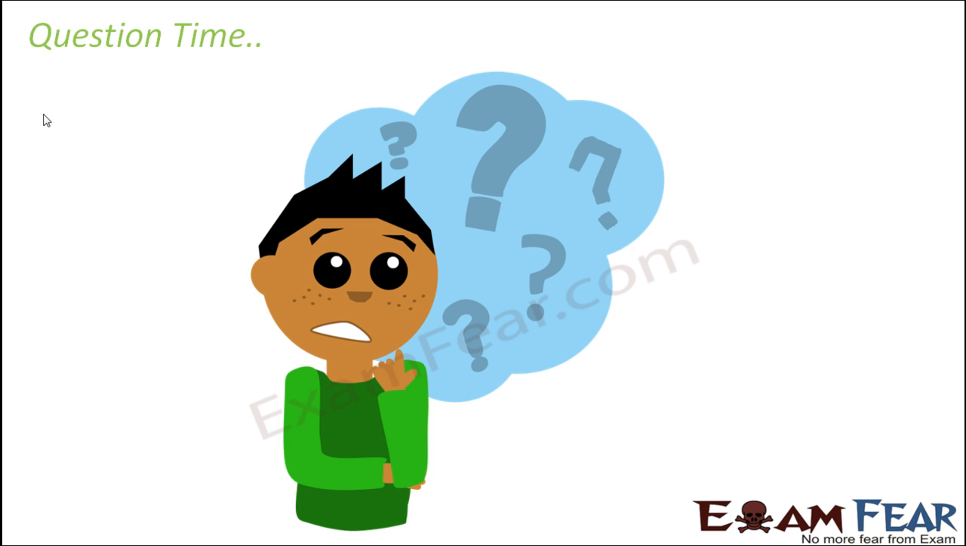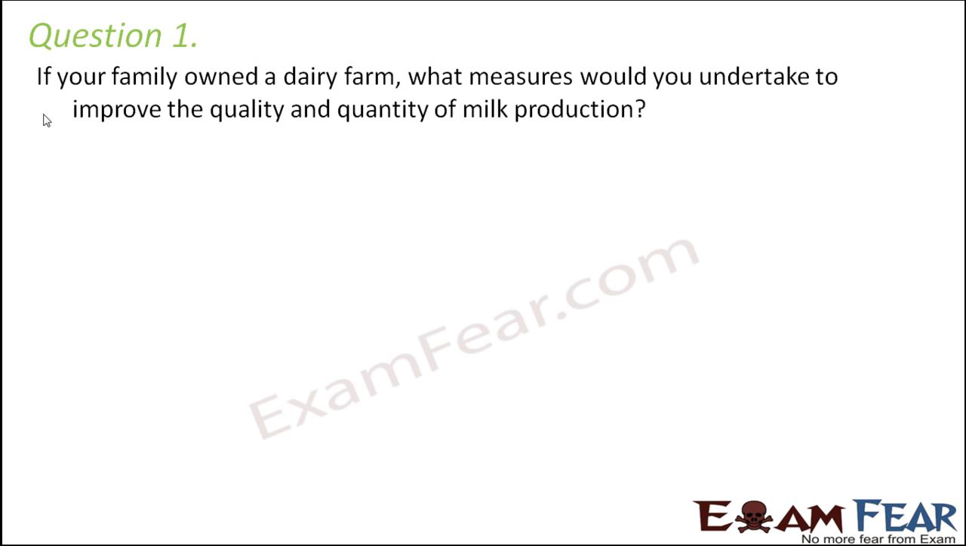Tissue culture. So with this we have reached towards the end of this lesson. So let us quickly look at some of the questions just to check if you have got it right or not. Question number 1. If your family owned a dairy farm, what measures would you undertake to improve the quality and quantity of milk production?